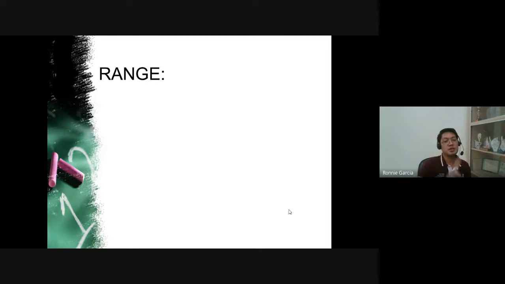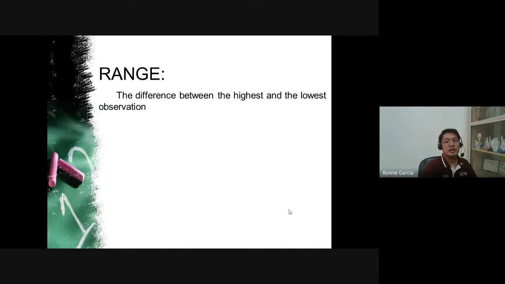The first measurement of variability is range. This is the easiest, and since this is the easiest, this is also the most unreliable. It only looks at two data points, the highest and the lowest. So the range is equal to the highest minus the lowest. The difference lang man siya of the highest and the lowest observation. So dali ra siya i-recall.